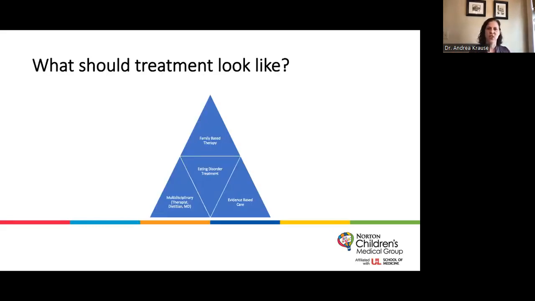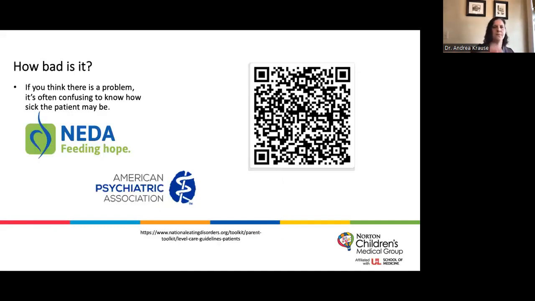So what does your treatment even look like? The basic crux is that for eating disorder treatment, you want evidence-based care. Family-based therapy is the key for adolescents especially. And that treatment team should be multidisciplinary with a therapist, a dietitian, an MD. And within that multidisciplinary team, communication is key. There has to be an open line of communication due to the nature of the illness.